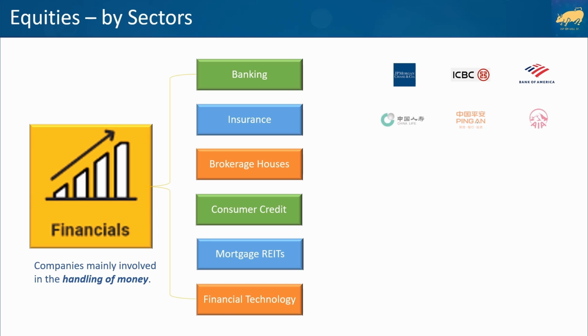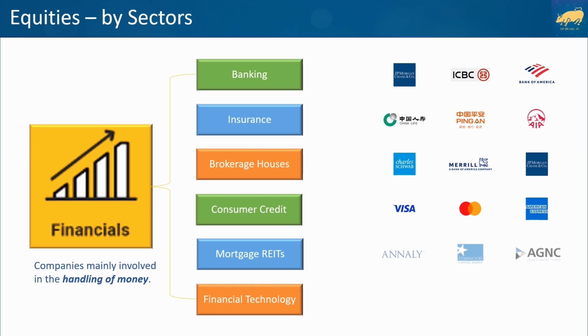The biggest insurance firms are China Life Insurance, Ping An Insurance, and AIA Group. The Charles Schwab Corporation, Bank of America's Merrill Lynch, and JP Morgan Chase are the leading brokerages. The biggest consumer finance providers are Visa, MasterCard, and American Express. Annaly Capital Management, Starwood Property Trust, and AGNC Investment Corp are the largest mortgage-related REITs. Lastly, the biggest fintech companies are Intuit, Fiserv, and PayPal.